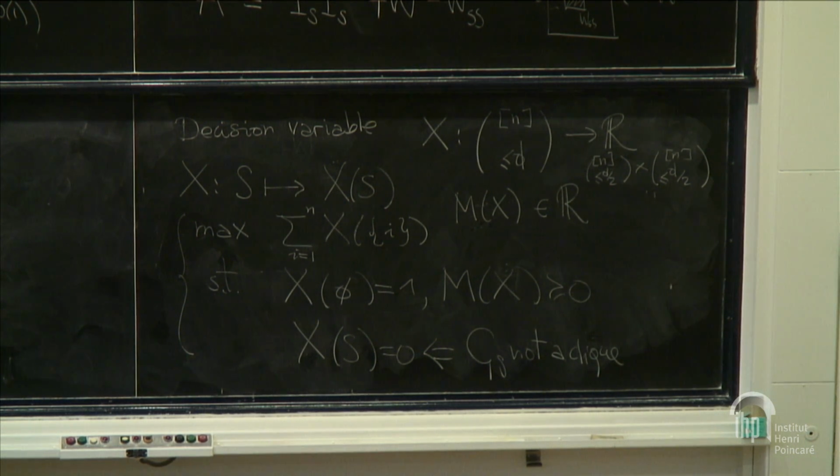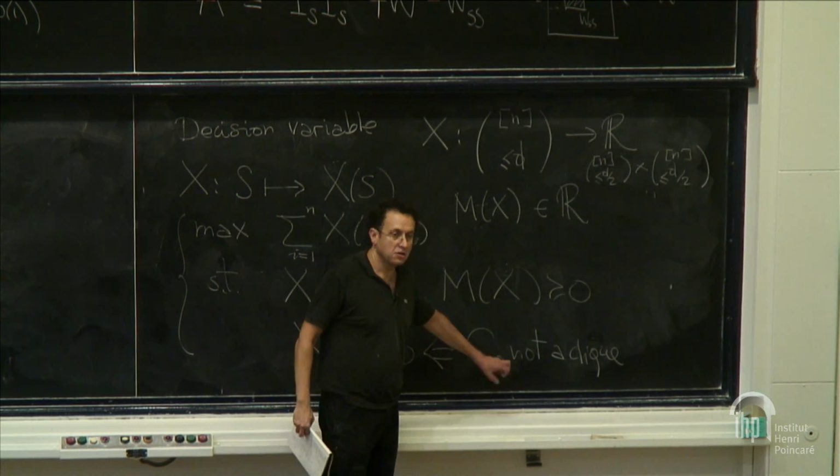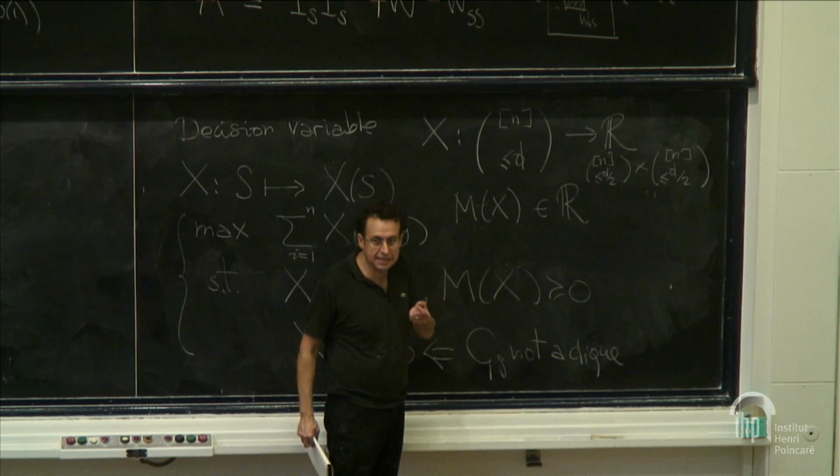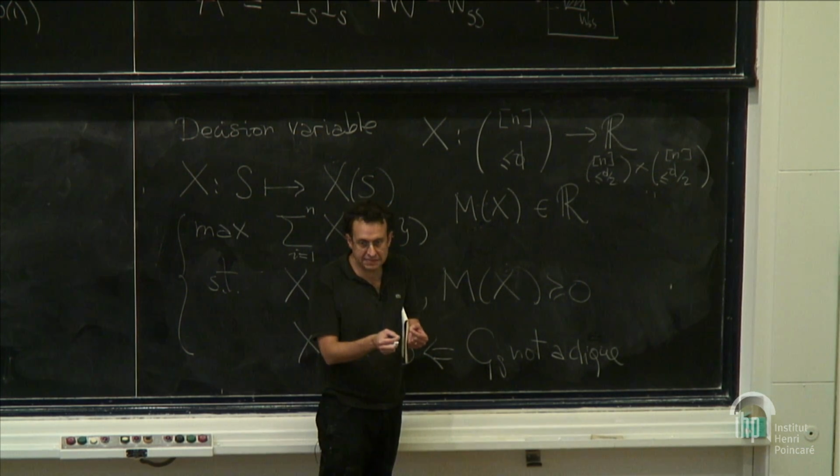And last thing, what is GS? GS is the subgraph induced by S. So it's the graph that has vertex set S and has all edges that have both endpoints in S.